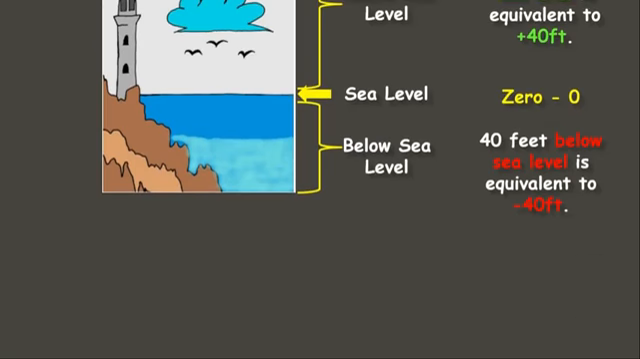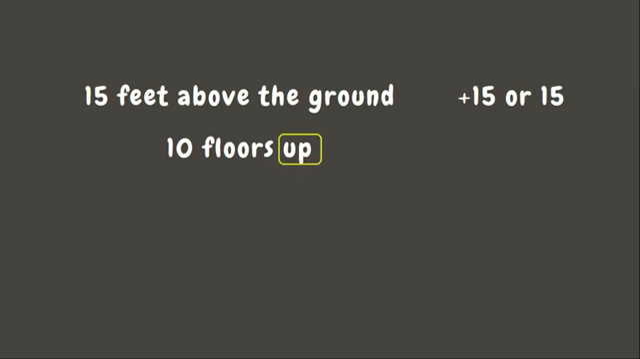Now let's try other situational phrases, which can also be represented by integers. We have here 15 feet above the ground. Our clue word here is the word above, which represents a positive number. This means that it can be represented by positive 15. Another one. We have 10 floors up. Our keyword here is the word up. It means that it is positive 10.